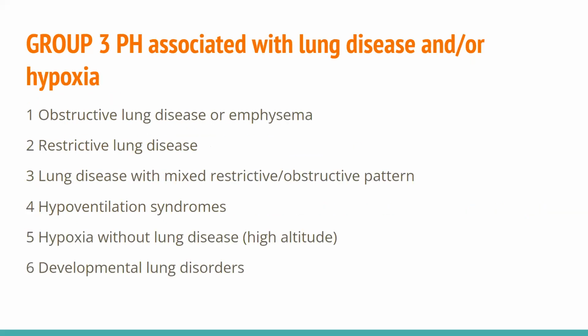Group 3, pulmonary hypertension associated with the lung disease and or hypoxia, includes obstructive lung disease or emphysema, restrictive lung disease, mixed restrictive and obstructive pattern, hypoventilation syndromes, hypoxia without lung disease like in high altitude, developmental lung disorders.